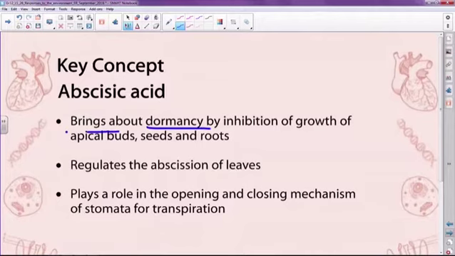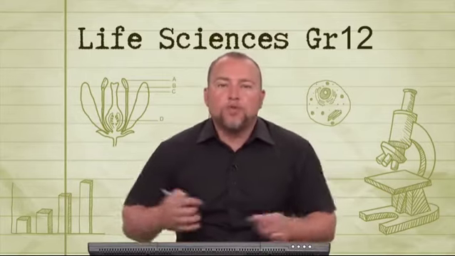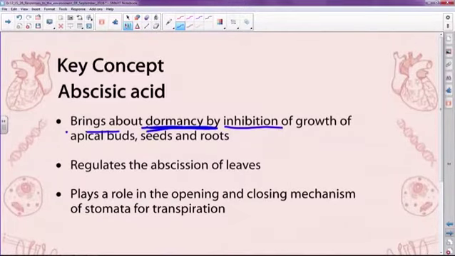Okay, so we've had auxin, gibberellin, and now we've got abscisic acid. Abscisic acid is very important, because it brings about dormancy. Dormancy means it makes it go to sleep. You've heard before how some animals go through hibernation, right? They eat all summer long and then sleep the whole of winter. It's similar to that. It brings on dormancy, in other words it stops it from working. So it brings dormancy and inhibits growth of apical buds, seeds, and roots. It stops them from growing.